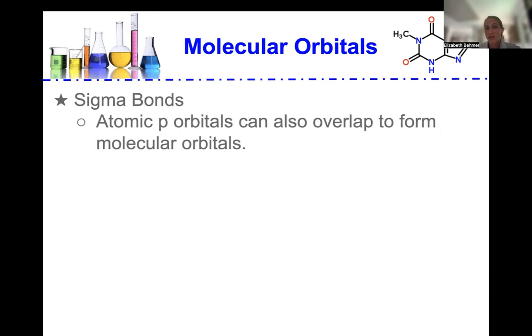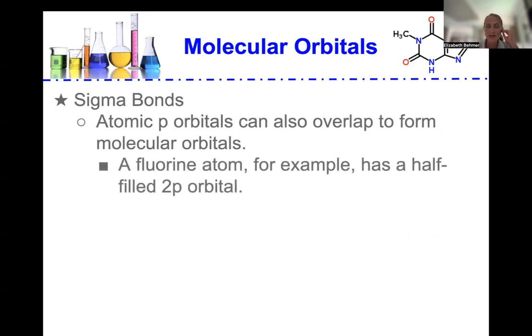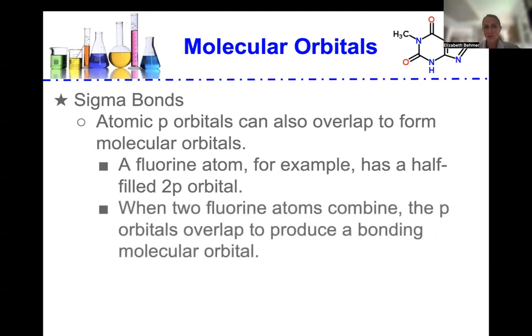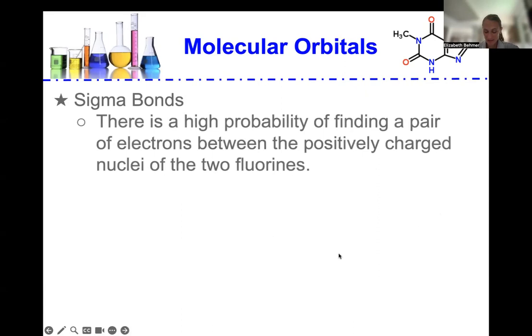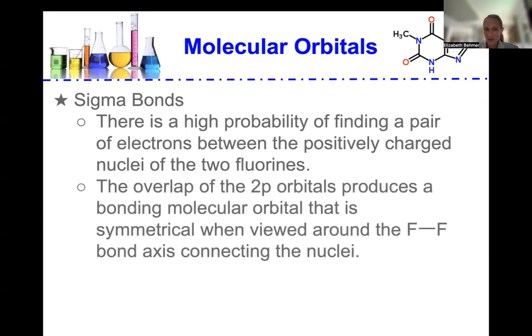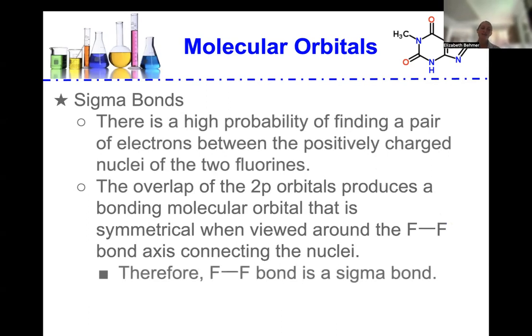Atomic p orbitals can also overlap to form these molecular orbitals. A fluorine atom, for example, has a half-filled 2p orbital. When two fluorine atoms combine, the p orbitals overlap to produce a bonding molecular orbital. There is a high probability of finding a pair of electrons between the positively charged nuclei of the two fluorines. The overlap of those two p orbitals produces a bonding molecular orbital that is symmetrical when viewed around the fluorine-fluorine bond axis that connects the nuclei. Therefore, that fluorine-fluorine bond is also a sigma bond.